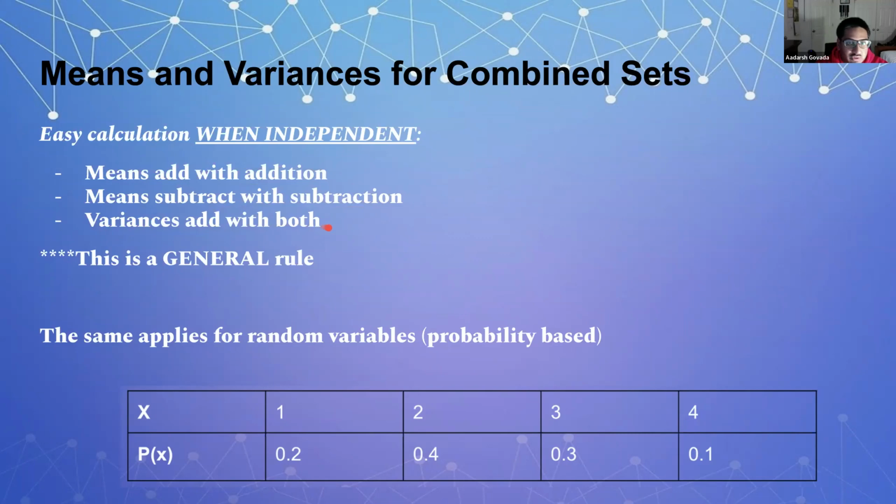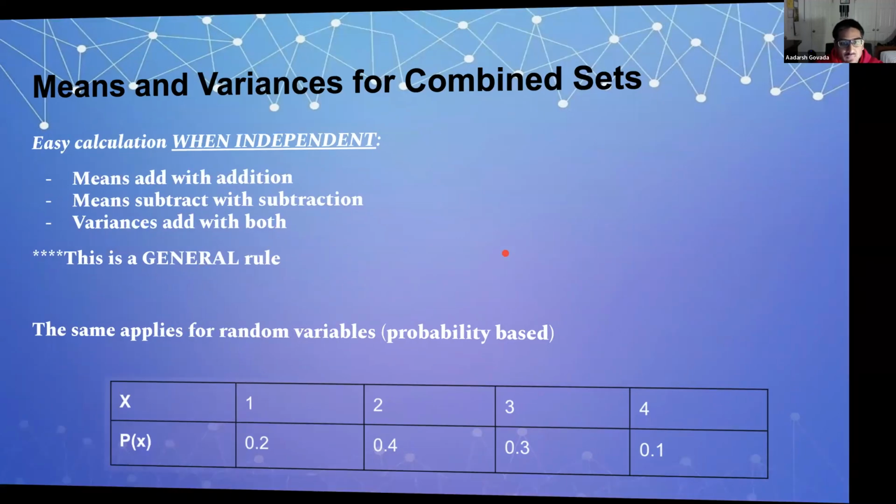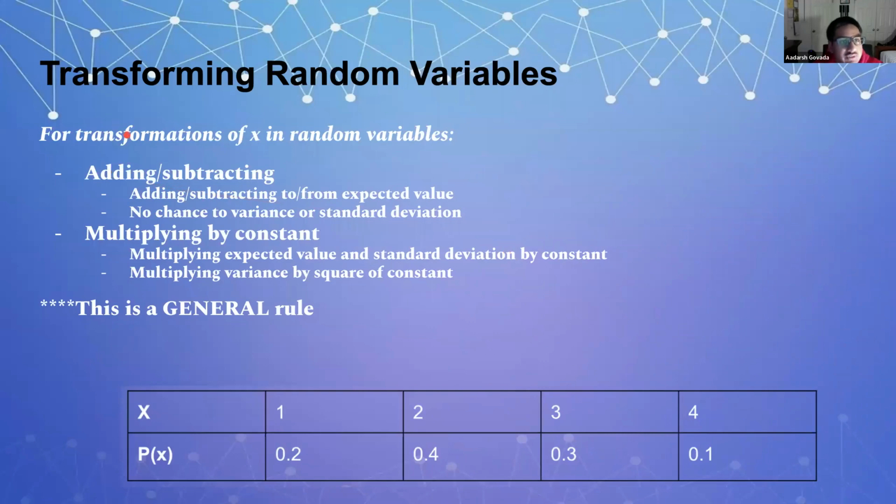Now with random variables, just like with combined sets, for the variance, regardless of whether you want to subtract the variables or add the variables, you have to add the variances. And again, this is a general rule, it does not always apply. All right, so the next thing we're going to look at is transforming random variables.